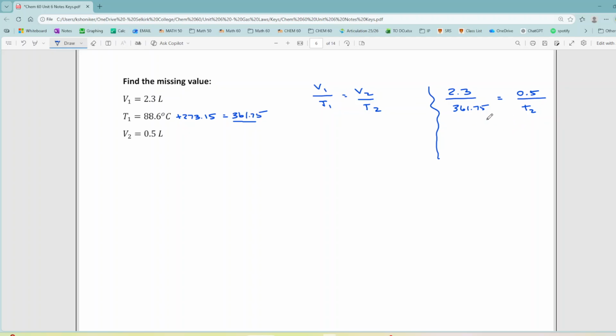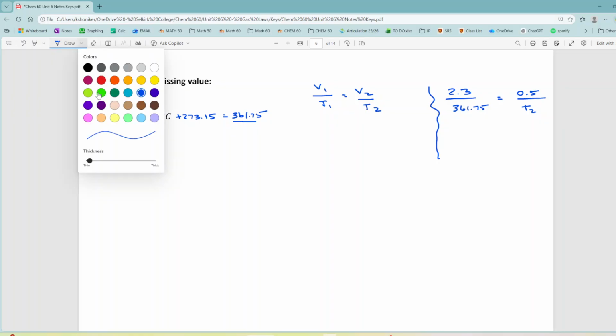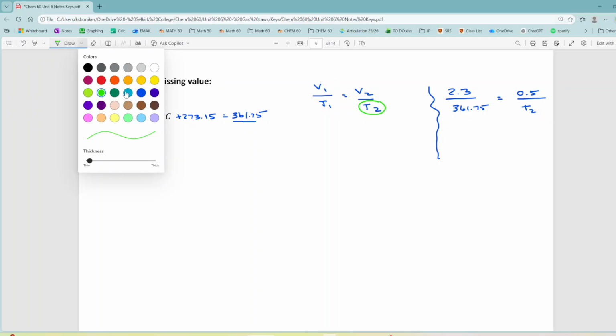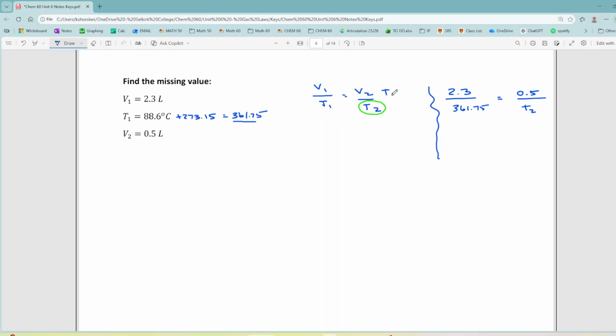The rearrange and solve part, let's do it with the literal formula. If you look at this one, it's the T2 that I'm trying to solve for. So the first thing that I would do is get the T2 out of the denominator. So I'm going to multiply both sides by T2. So I end up with T2 V1 over T1 is equal to V2. And again, when you get good at these, you'll stop showing the work. You'll just rearrange it in your head.